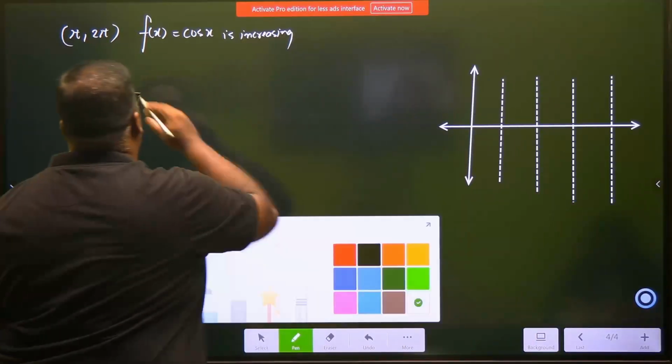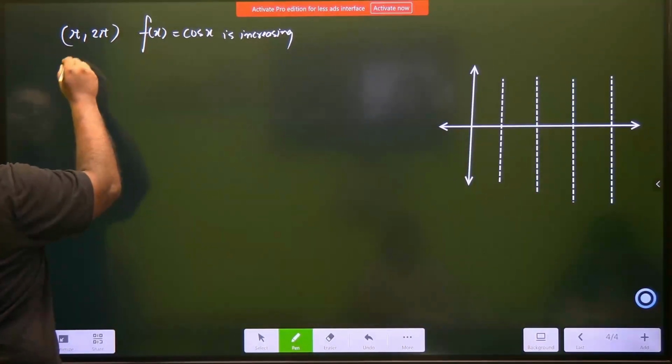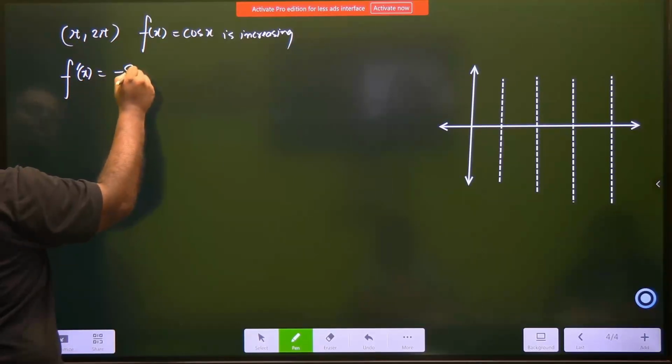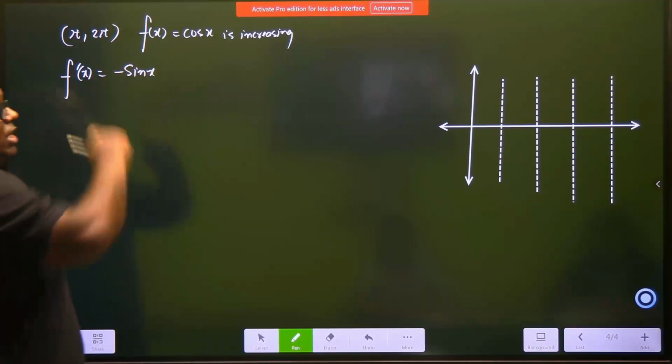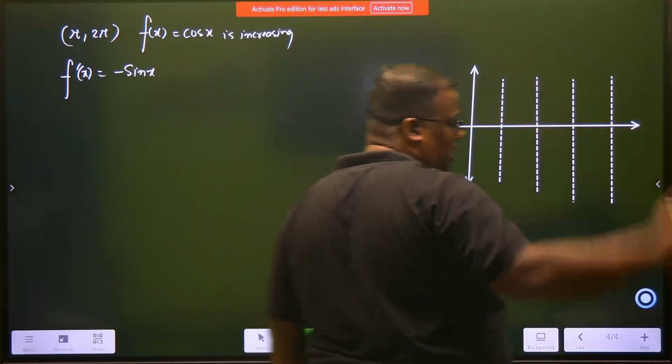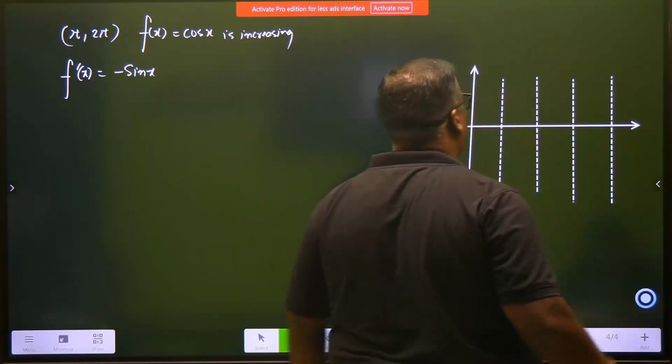Correct? So let's solve this. So I will say f dash x is equal to negative sine x. Now I have to show that negative sine x is increasing. Now let's plot sine x. I don't know how negative sine x graph looks like, but I'll plot a sine x curve.